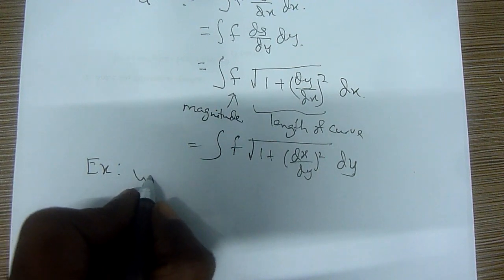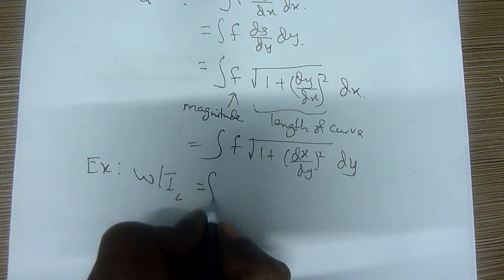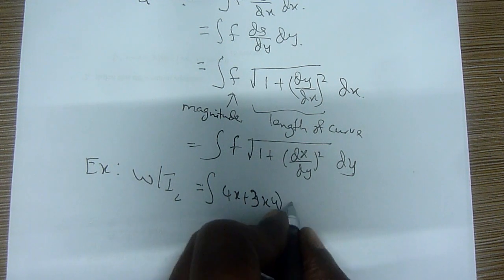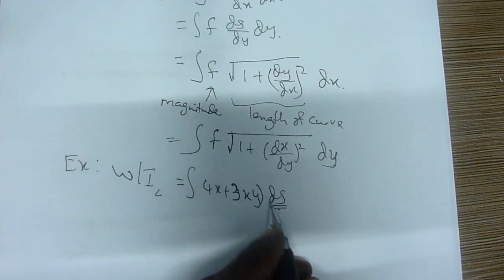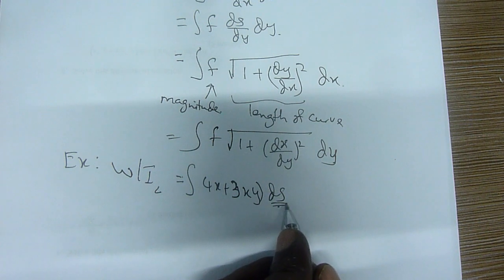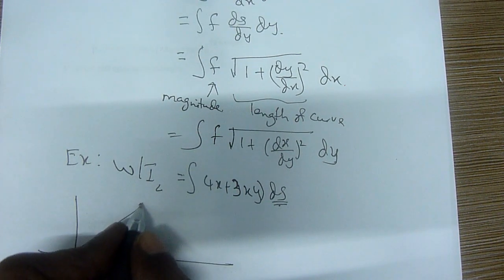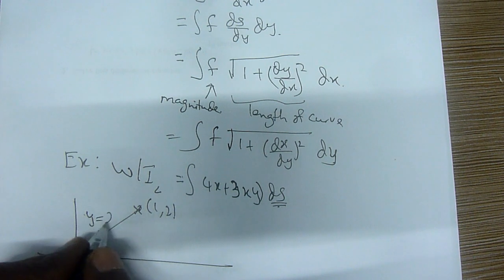Just say, calculate the work of C, where it is 4x 3xy ds. I'm just saying ds, but I cannot simply leave it like that. Calculate the ds. Let me give you the ds. What is ds here? I need to give you the equation of where the object is moving from, then you know what the ds is. In this particular case I'm choosing a simple one, 1 to 2, and the equation is y equals 2x.